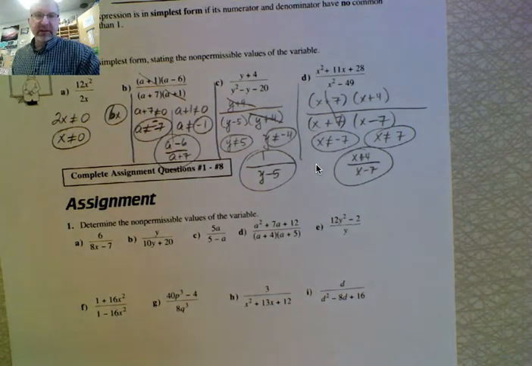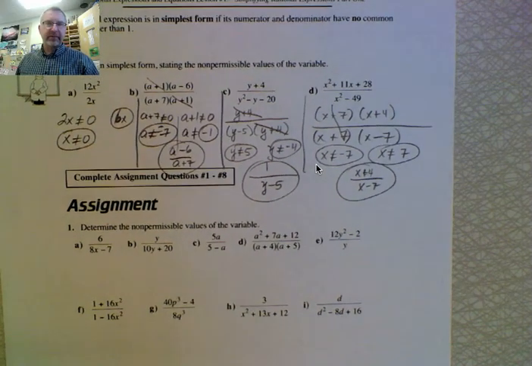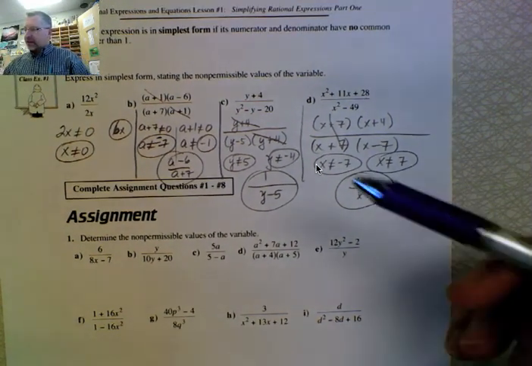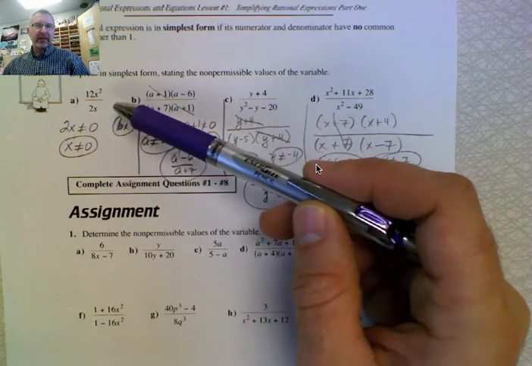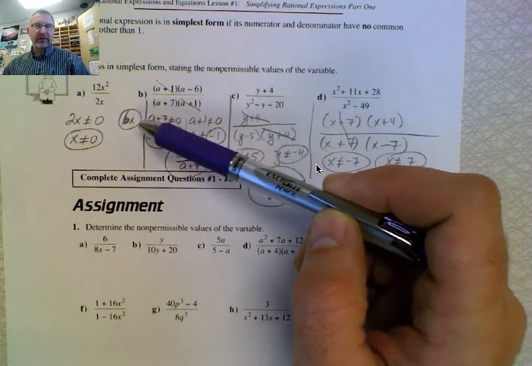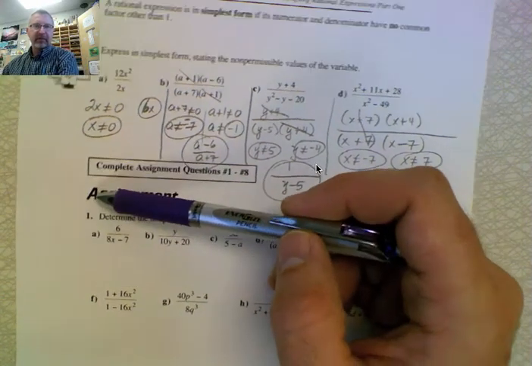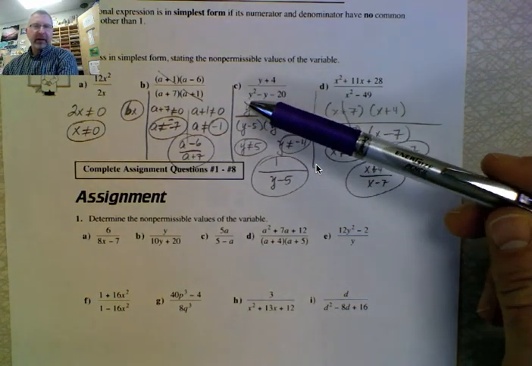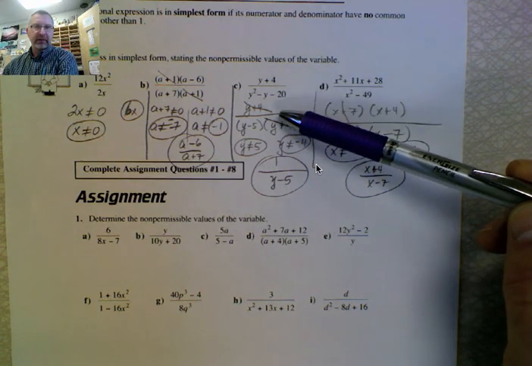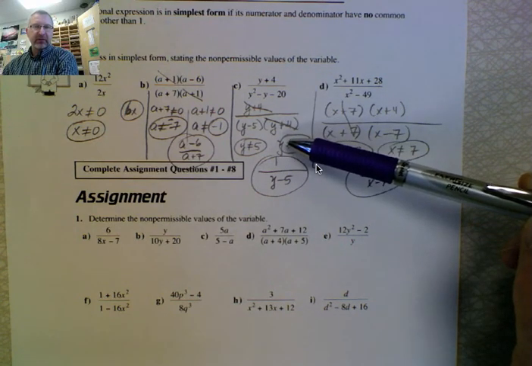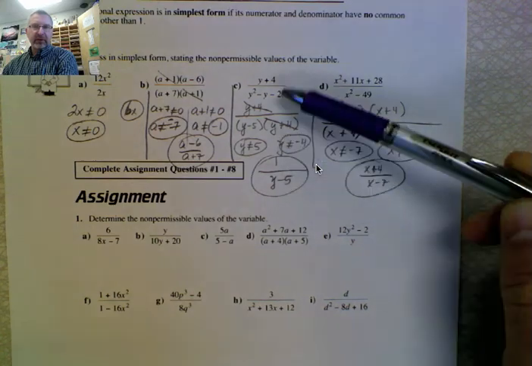So basically what we're going to ask you to do today as part of your assignment is we're going to ask you to determine non-permissible values or restrictions, and we're going to ask you to simplify some rational expressions. Remember, before you determine any restrictions, you have to make sure you factor the numerator and denominator. Then you determine the restrictions, and the third thing you do is you cancel things out.